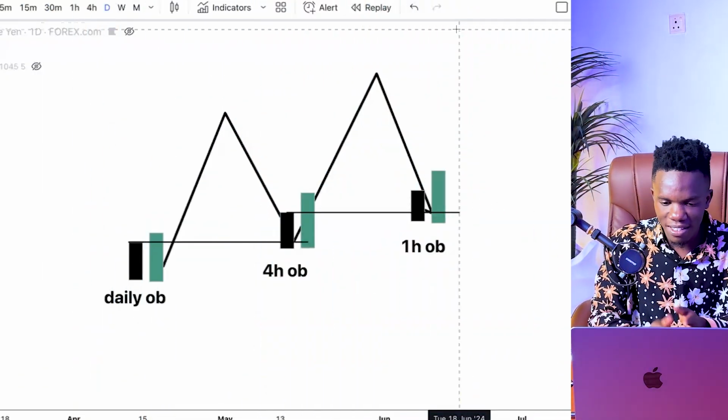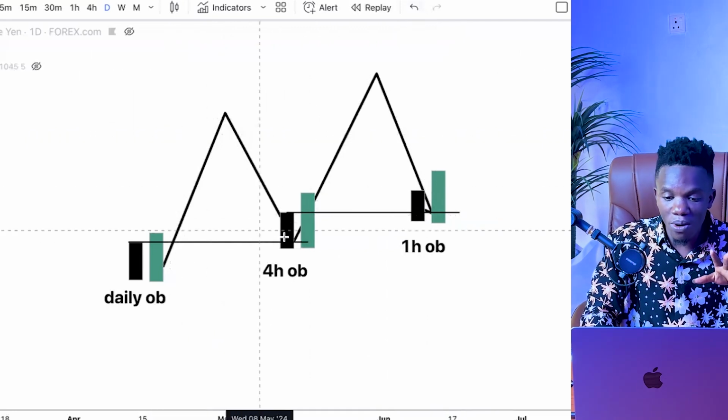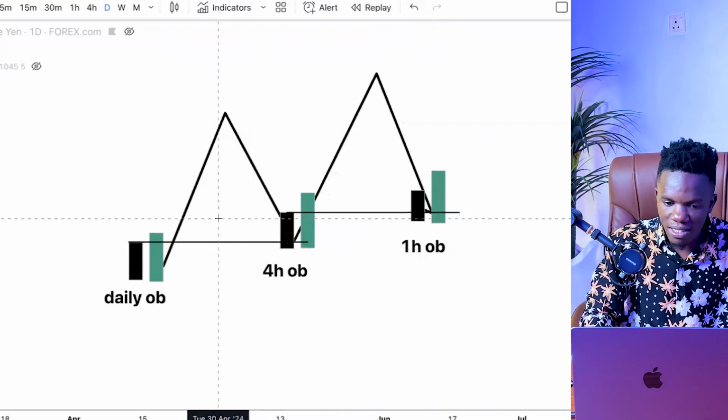Now, this is the framework I'm going to teach you guys today. I'm going to explain everything here, then I will go to the chart and give you guys an example.